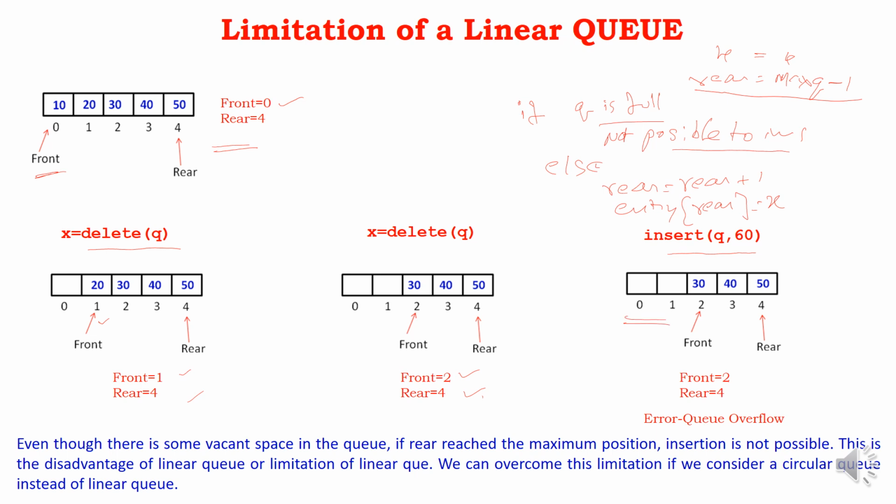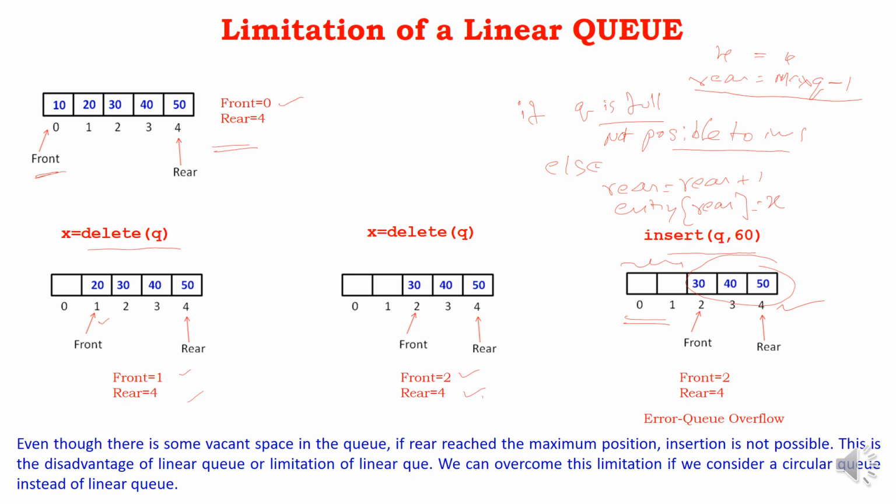Even though there is some space. See here, even though the array can store 5 elements, only 3 elements are there. There is space for 2 more elements, right? Only 3 elements have been entered into the list, and space for 2 elements is vacant. Still, it is not possible to insert an element into the queue because rear has already reached its maximum position. Even though there is space, it is not allowing you to insert an element into the queue.